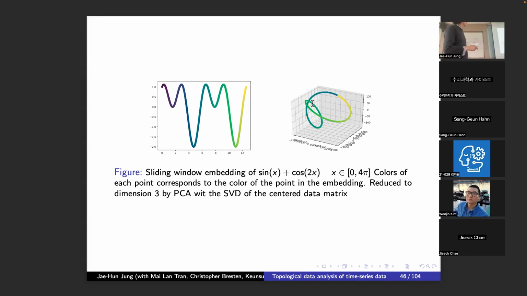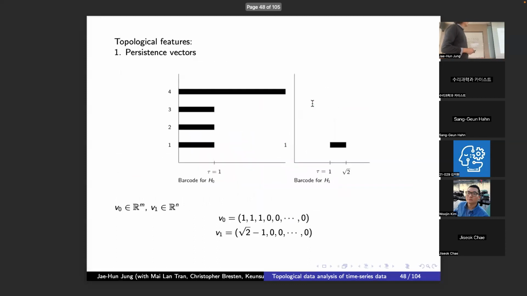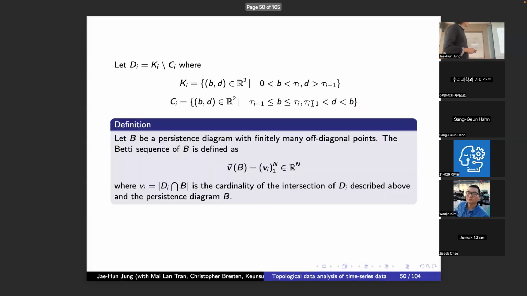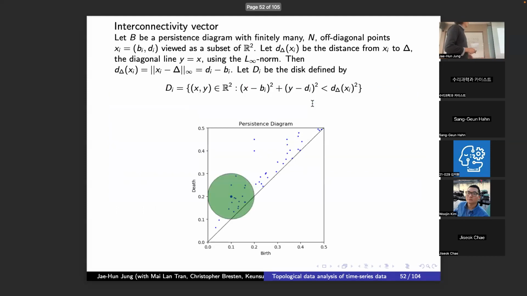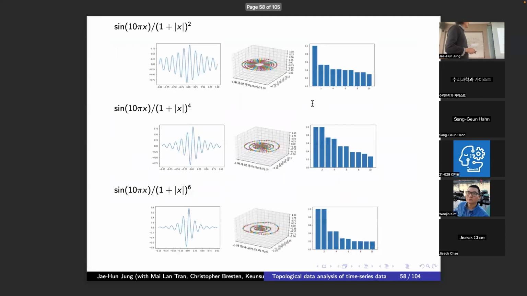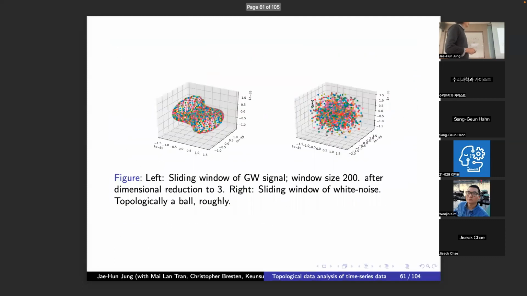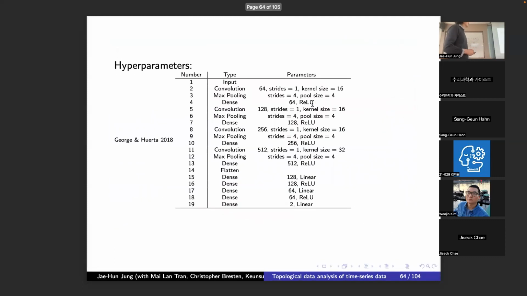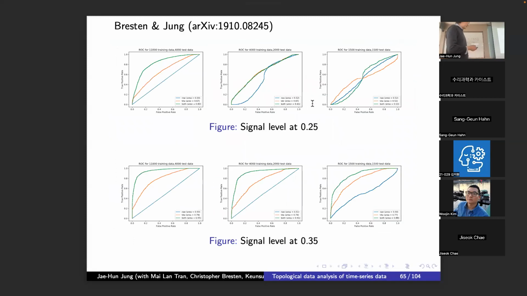Once you have the time series data in physical space, you use the sliding window embedding and reproject this data into the embedding space. Then we apply the persistent homology. Let me just skip all this technique, but you have to prove the stability and so on. And then we had a really nice result for the gravitational wave detection problem, much better than the CNN.